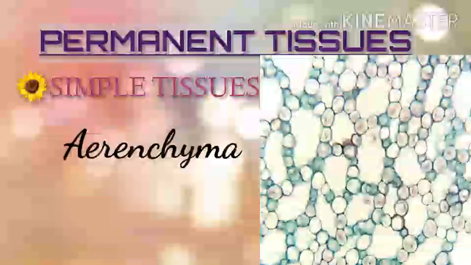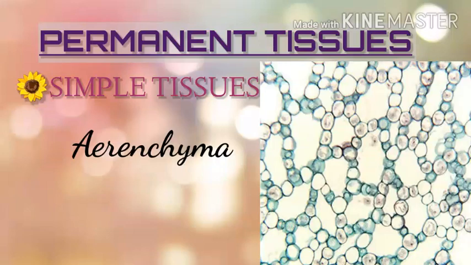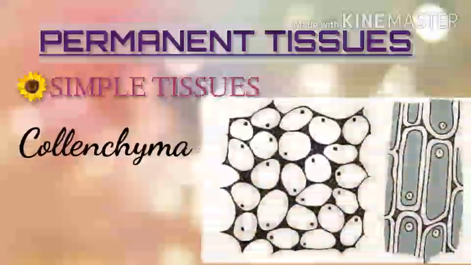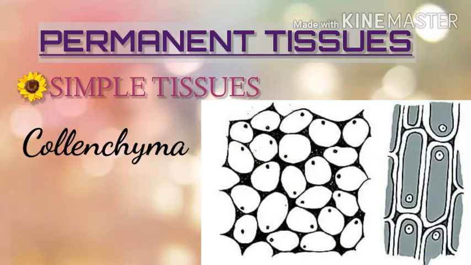Another type of parenchymatous tissue which contains large air cavities is called aerenchyma. Aerenchyma is present in aquatic plants and it helps them to float in water. The second type of simple tissue is collenchyma. These are elongated or oval cells, and between the cells there are no intercellular spaces. A particular character of collenchyma cells is that the cell walls are thickened at the corners due to the deposition of compounds, cellulose and pectin.